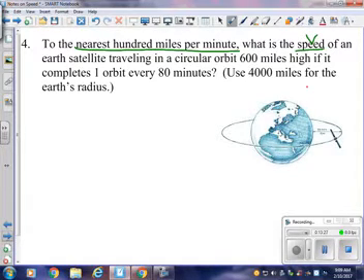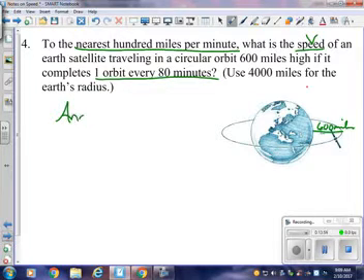Of the Earth's satellite traveling in a circular orbit that's 600 miles high, well, that means that it's 600 miles from here to here above the Earth's surface. If it completes 1 orbit every 80 minutes, so that means it went all the way around the Earth in 80 minutes. Well, the Earth has a radius of 4,000 miles. We've been using that for a while.